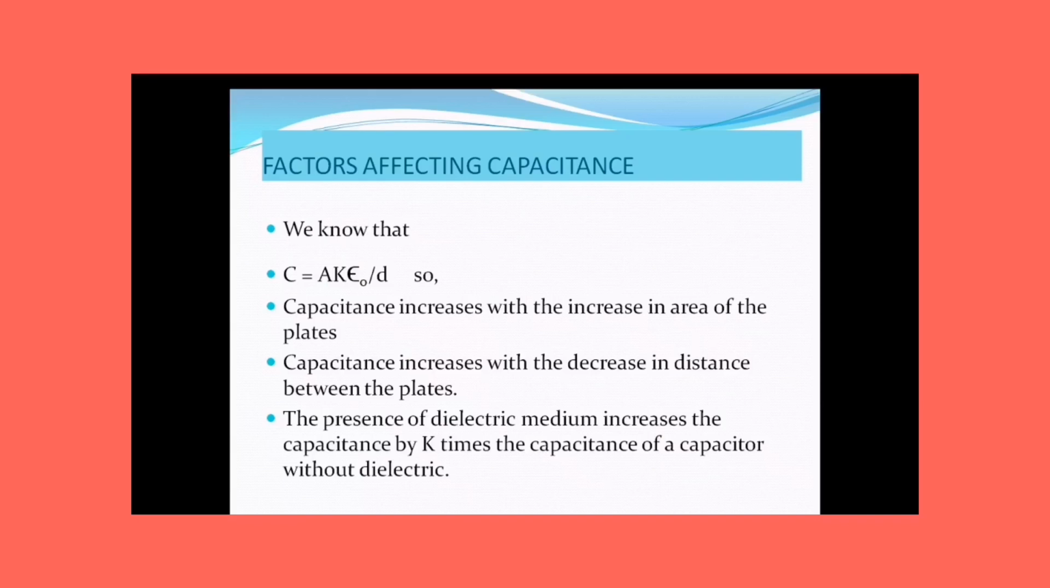Now the factors on which capacitance depends. From the formula, it is clear that capacitance increases with the increase in area of the plates. Capacitance increases with the decrease in distance between the plates. The presence of a dielectric medium increases the capacitance of a capacitor by K times.